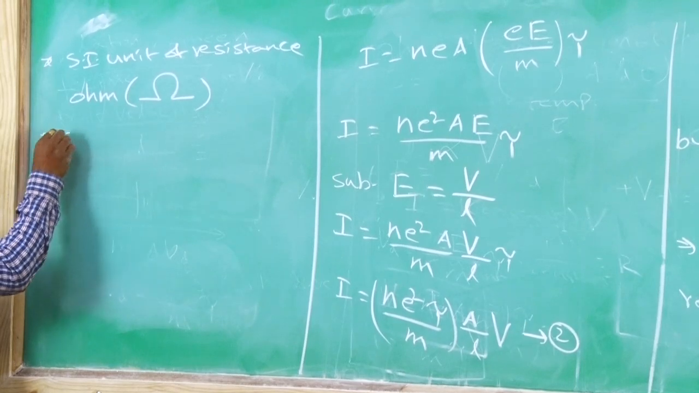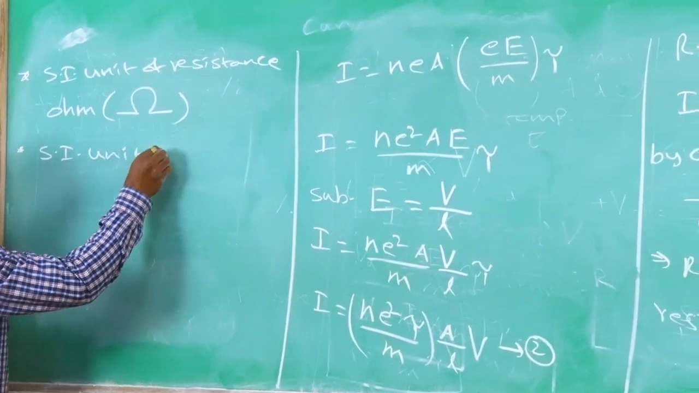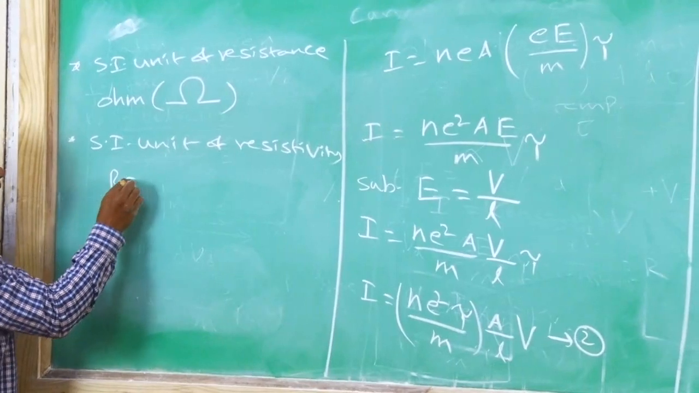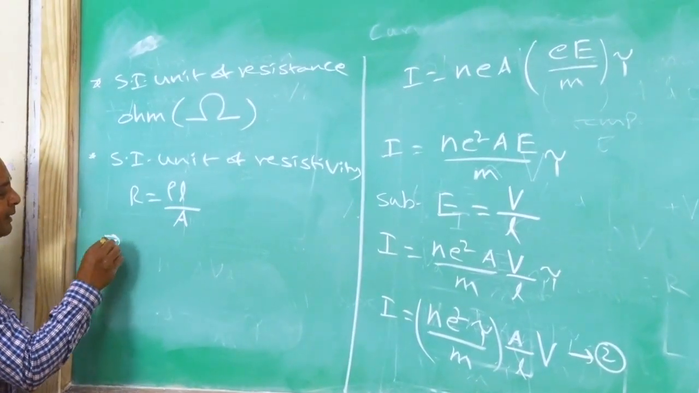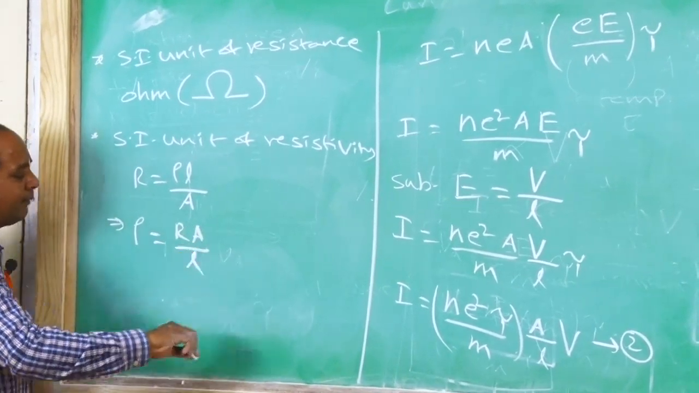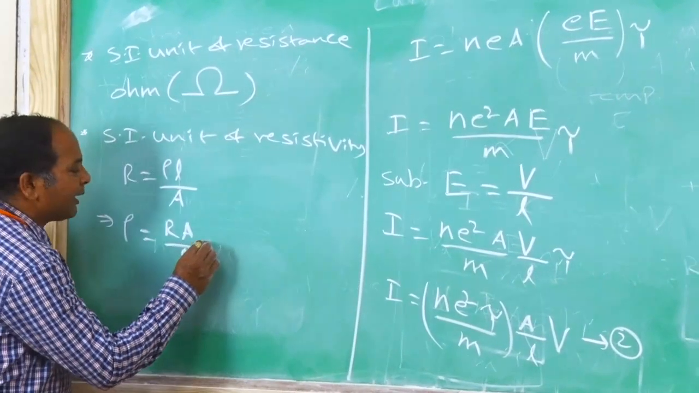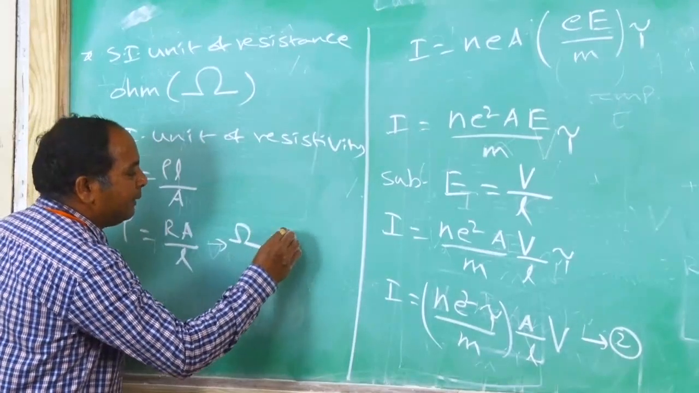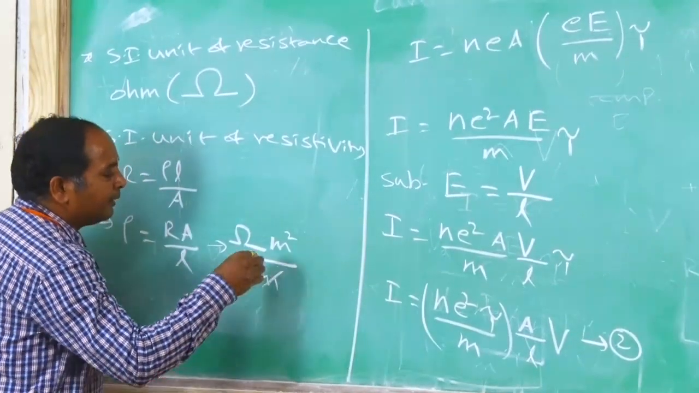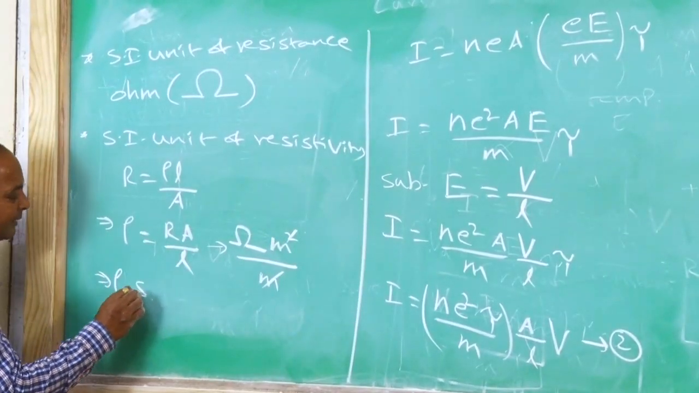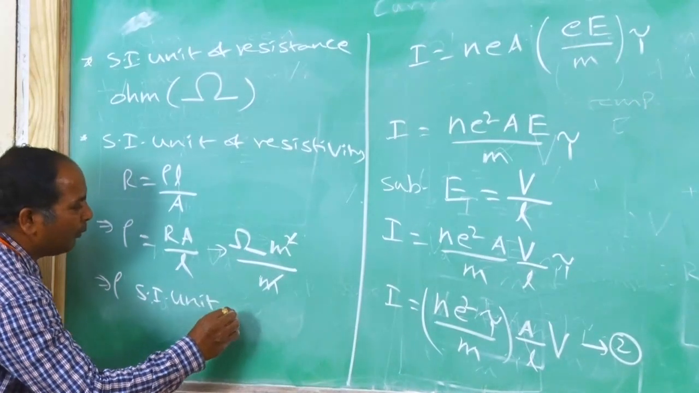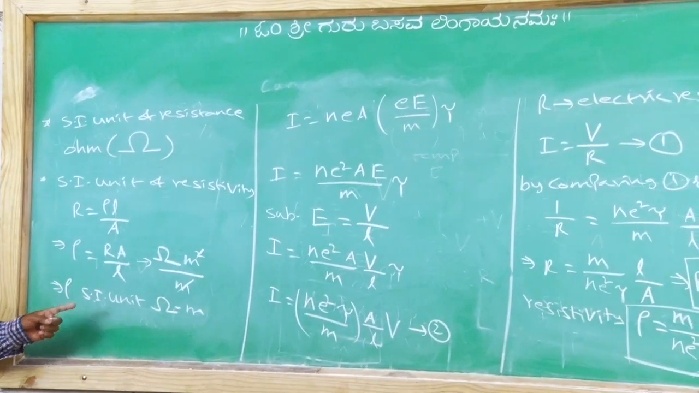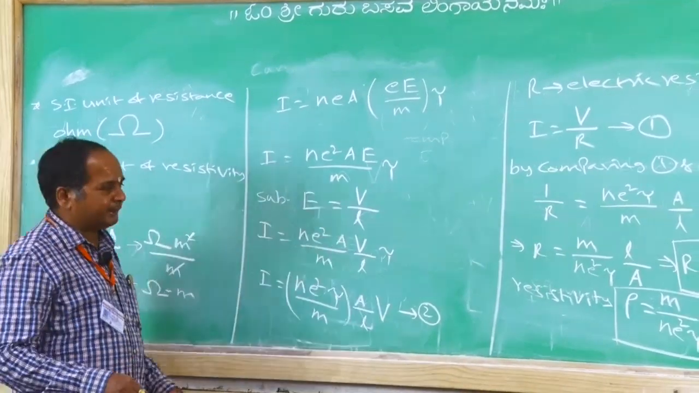After that, the SI unit of resistivity. R equals rho L by A, so from this resistivity rho equals R A by L. If you write their corresponding units, resistance means ohm, area means meter square, and length means meter. These cancel, so the SI unit of resistivity is ohm meter.